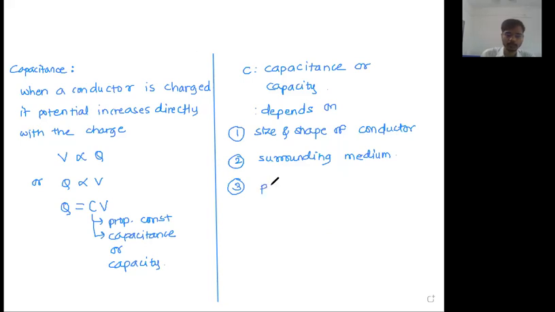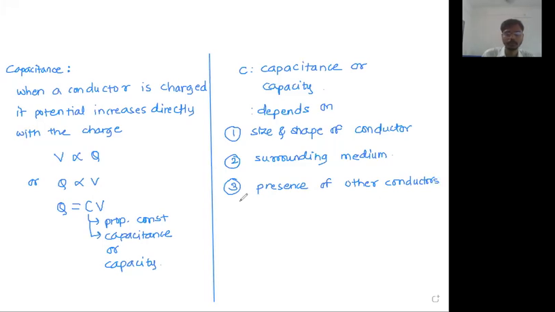So write down, the capacity also depends on presence of other conductors nearby. They have written it like this, so we will write the same as them. Presence of other conductors nearby.